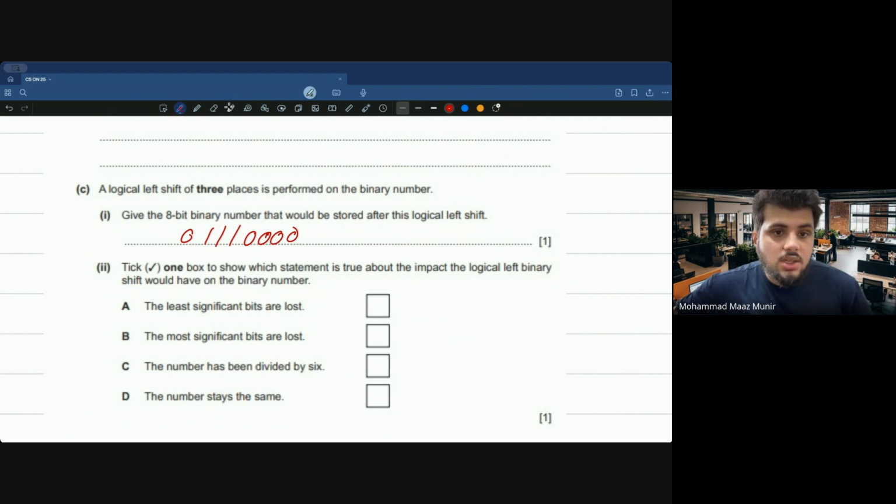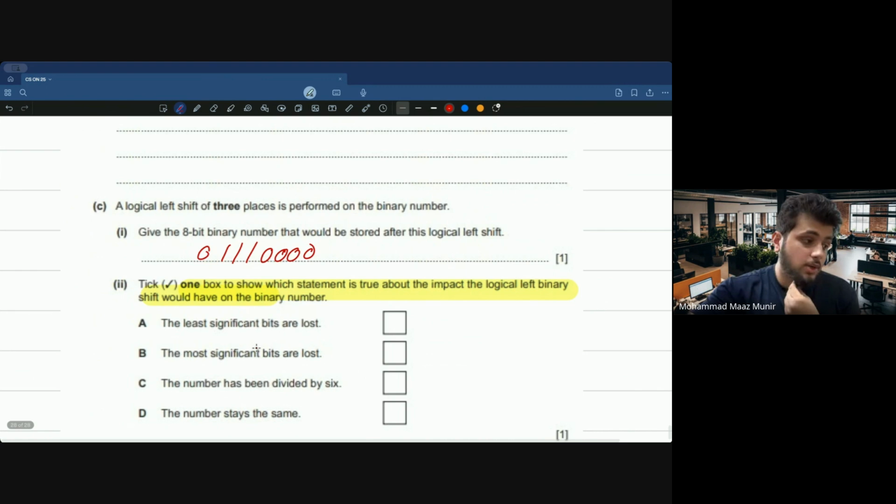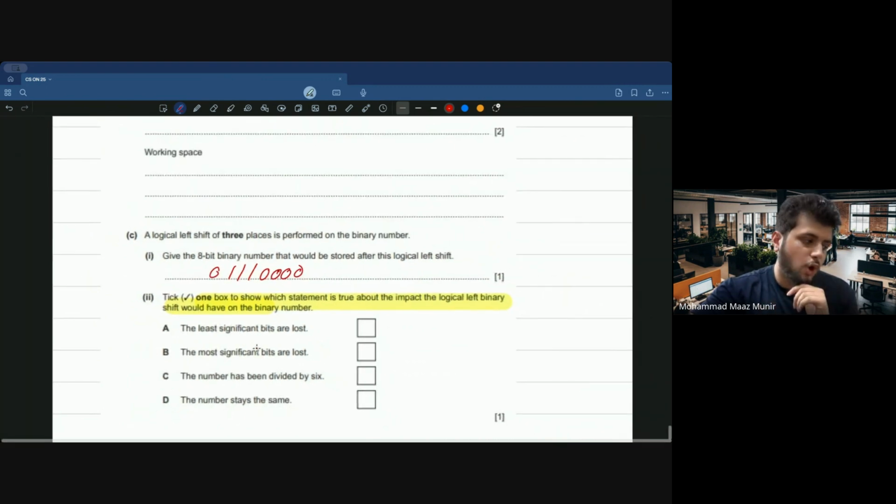Now, the question says, tick 1 box to show which statement is true about the impact the logical left binary shift would have on the binary number. The least significant bits are lost. The most significant bits are lost. The number has been divided by 6. The number stays the same. What do you guys think? What's the answer to it? Perhaps let me just solve it, and you guys also look. We will be exploring all 4 options.